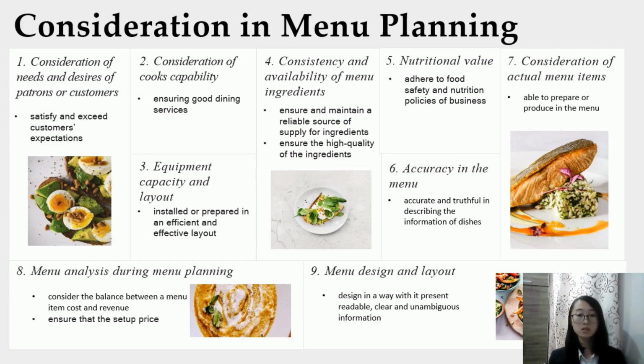The sixth one is accuracy in the menu. It is one of the considerations for menu planning. The restaurant should be accurate and truthful in describing the information of a dish in terms of taste or preparation, so the customer will visit the F&B restaurant again.